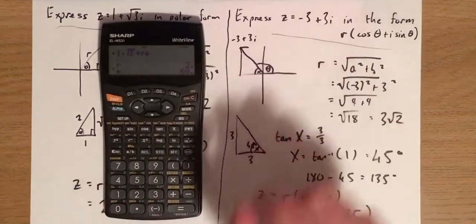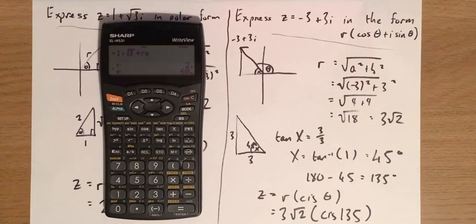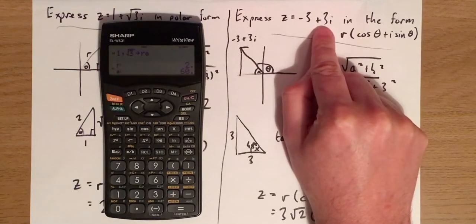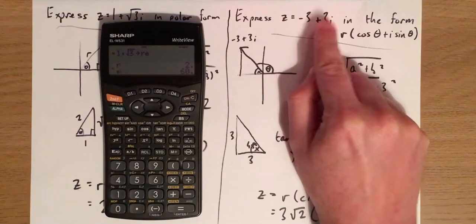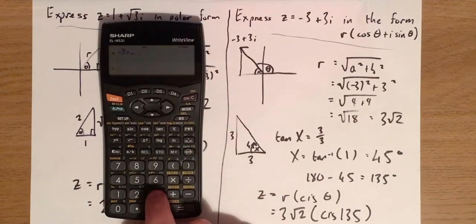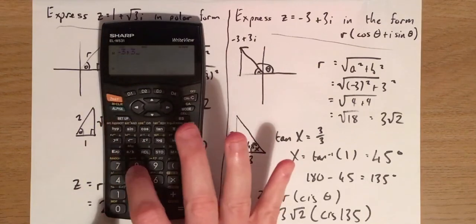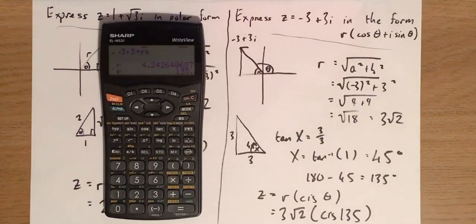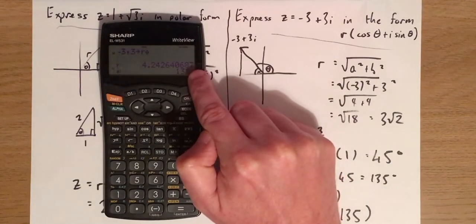Just moving on then to minus 3 plus 3i. So my A, my real part, is minus 3. My B, my imaginary part, is 3. So I'm going to enter minus 3 xy 3, second function 8. And here's our first little kind of odd thing the calculator does. The answer we know we're aiming for from when we did it by hand was 3 root 2 cis 135. It gives me my angle, my argument, as 135. That's fine.